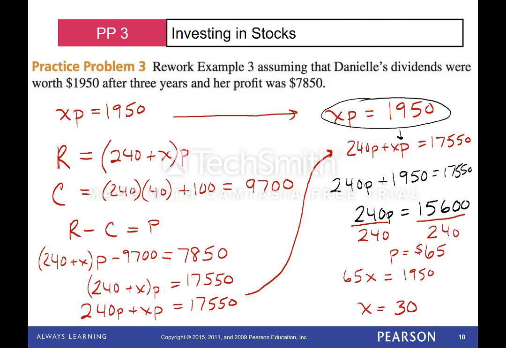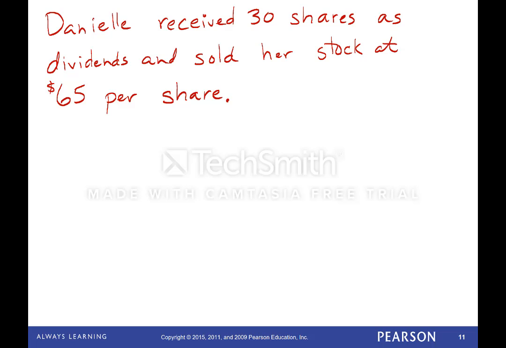All right, so let's go for it here. Putting it all together, Danielle received 30 shares as dividends, and then she sold her stock at $65 per share to make that kind of a profit. All right, hopefully that is a good introduction to these nonlinear systems.